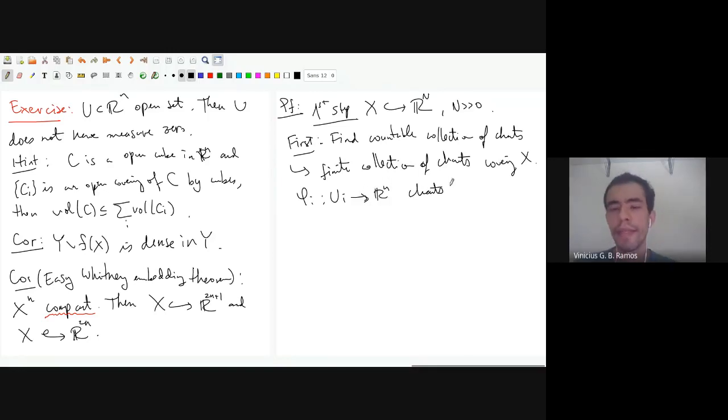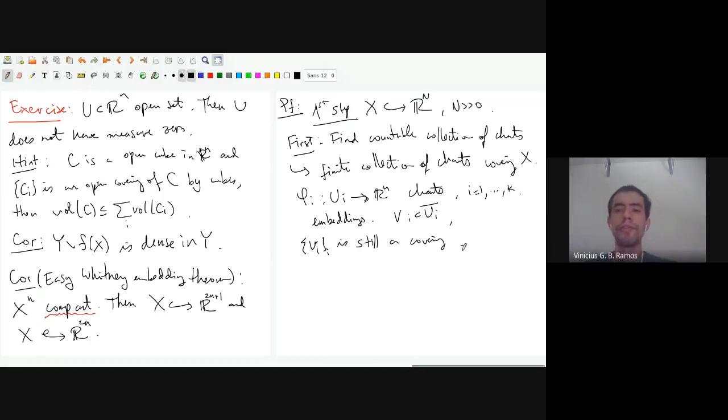So basically you have phi_i from U_i to R^n. These are charts, and i goes from 1 to, say, k. So these phi's are embeddings. And you actually want a little more. You want these charts, and you also want a subcovering V_i of U_i, such that the closure of V_i is contained in U_i, and such that V_i is still a covering. This is pretty standard. This is what you do to, for example, get partitions of unity. So here's U_i, here's V_i. You want to choose these charts such that V_i is still a covering of X.